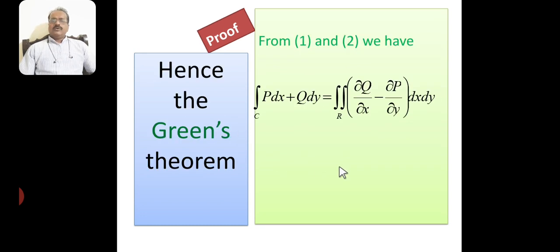Now from 1 and 2, if you add equations 1 and 2, we get one equation in the form of the line integral of P dx plus Q dy equal to the double integral of (∂Q/∂x minus ∂P/∂y) dx dy. So this is the proof of Green's theorem.